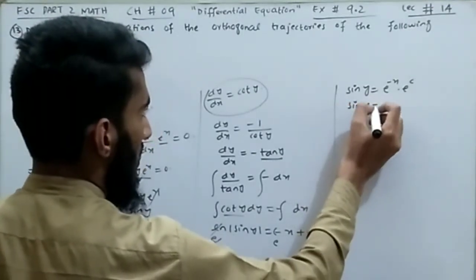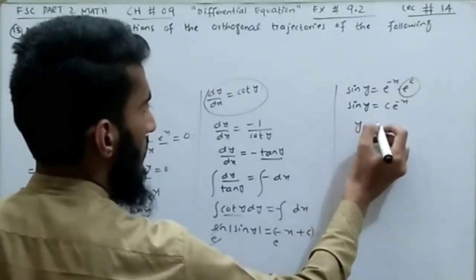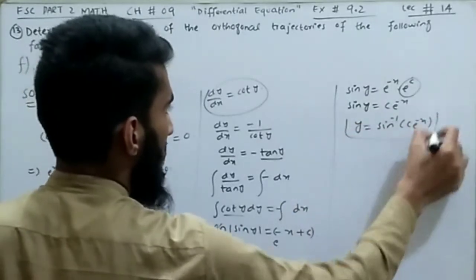So sine y will be equal to c e power negative x. So the value of y will be sine inverse of c e power negative x. This is the required equation.